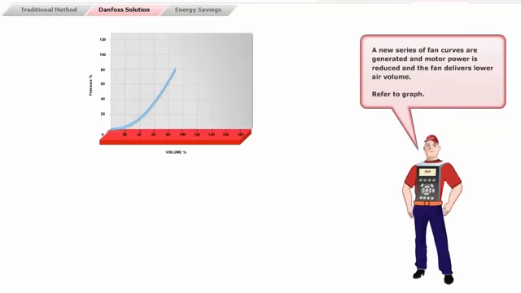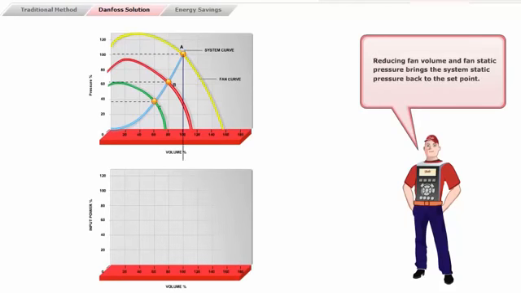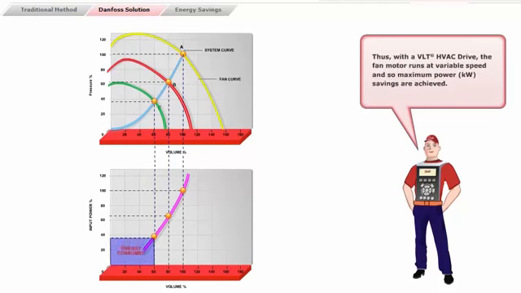A new series of fan curves are generated, and motor power is reduced, and the fan delivers lower air volume. Refer to the graph. Reducing fan volume and fan static pressure brings the system static pressure back to the set point. Thus, with the VLT HVAC drive, the fan motor runs at variable speed, and so maximum power, kilowatt, savings are achieved.